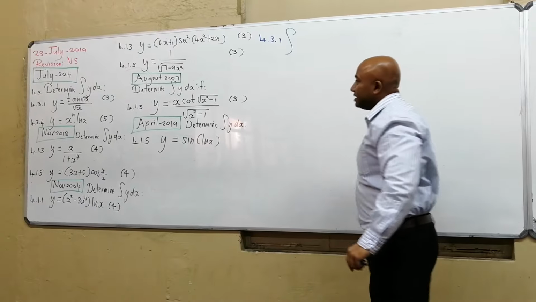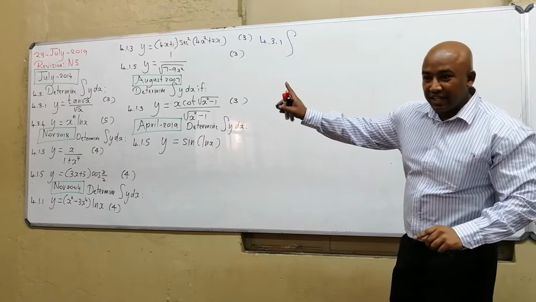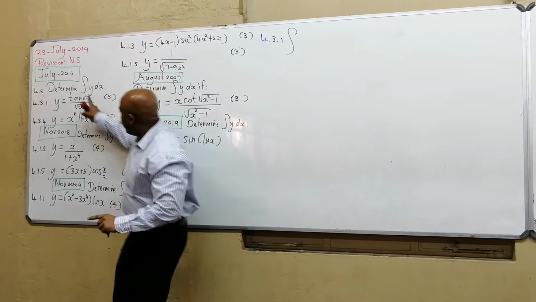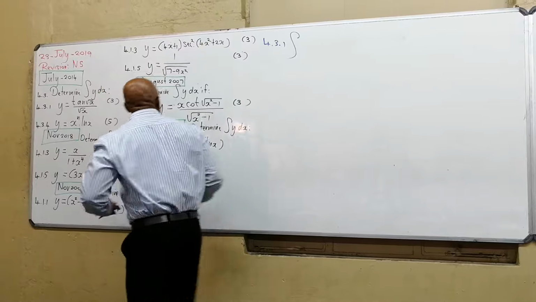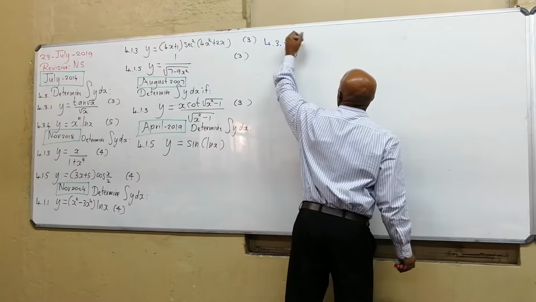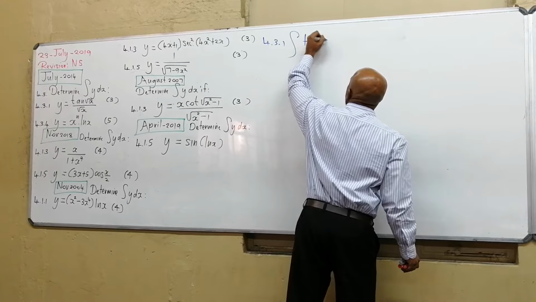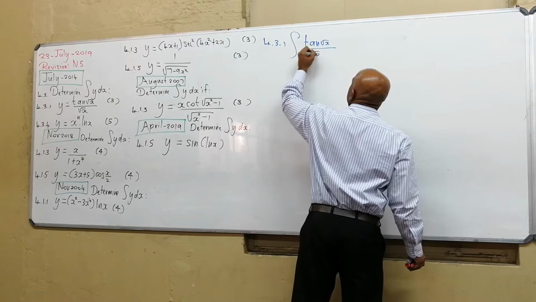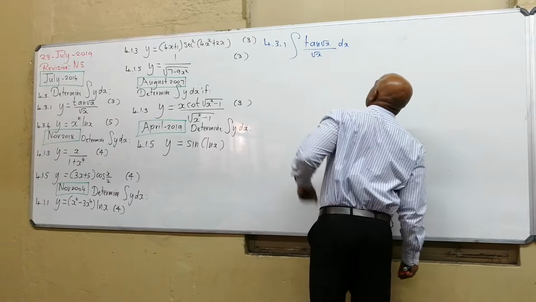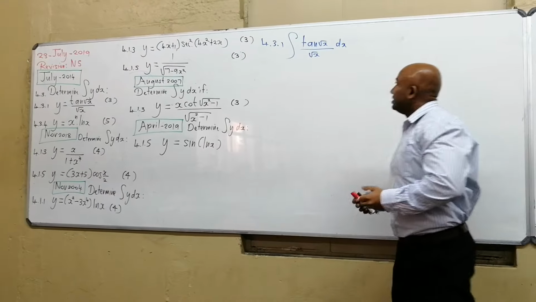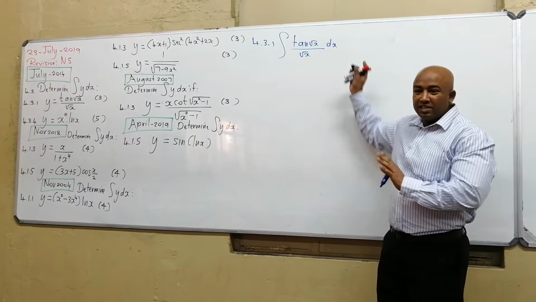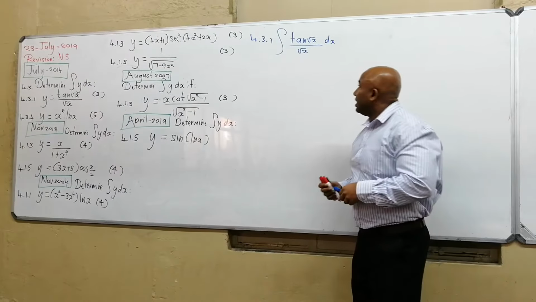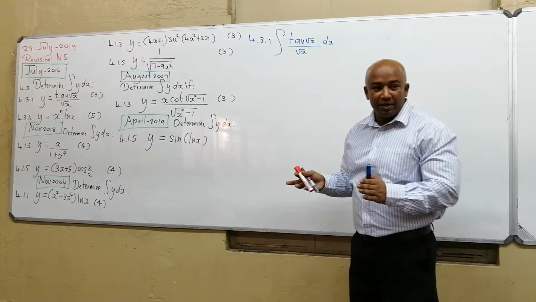Now, you are putting in your integration sign there. Can you see that? So you're going to make the integral of y dx. But what is y? It's tan root x divided by root x. So you're going to make the integral of y, which is tan root x divided by root x, dx. Right, so now it's clear: you must have an integration sign and you must have dx if you're integrating with respect to x.